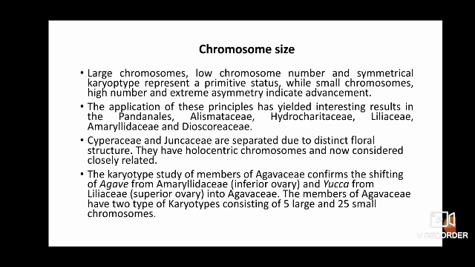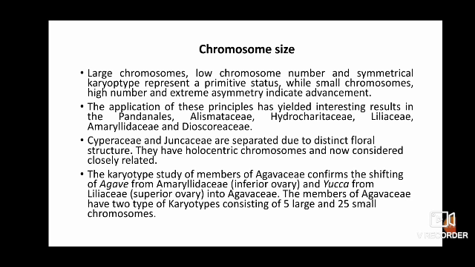Even Cyperaceae and Juncaceae were separated due to distinct floral structure. They have holocentric chromosomes and hence now they are closely related or grouped together. The karyotype study of members of Agavaceae confirms the shifting of Agave from Amaryllidaceae, inferior ovary, and Yucca from Liliaceae, superior ovary, into Agavaceae. So now these both come under Agavaceae. Earlier they were separated, they were in different families.